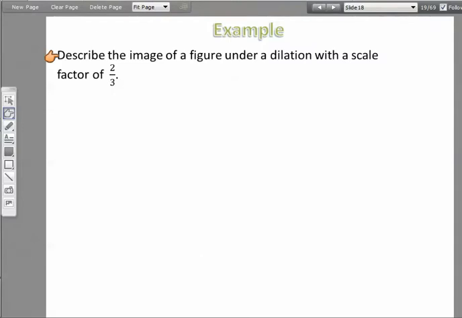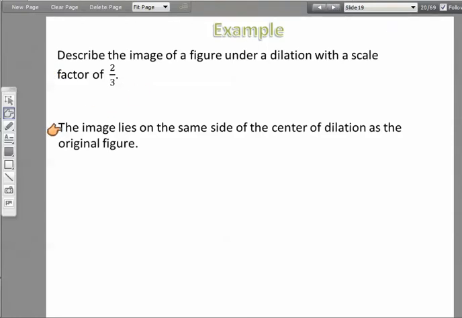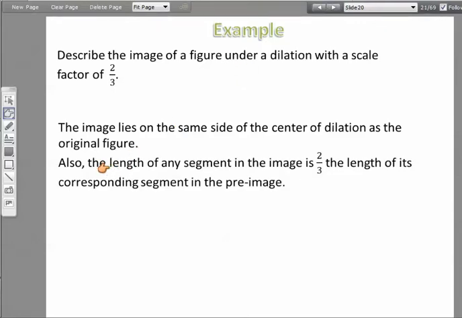Okay, this says describe the image of a figure under a dilation with a scale factor of 2/3. The image lies on the same side of the center of dilation as the original figure. And we know that because the scale factor is positive. Remember, if it's positive, it's going to be on the same side. If it's negative, it's going to be on the opposite side. We know the length of any segment in the image is 2/3 the length of its corresponding segment in the pre-image. That means it's going to be just a little bit smaller.